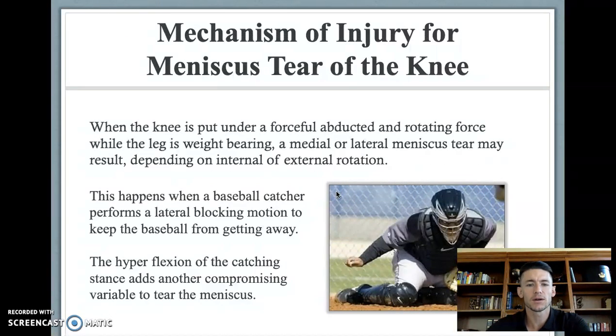When the knee is put under a forceful abduction and rotating motion while the leg is weight bearing, a medial or lateral meniscus tear may result depending on internal or external rotations. This happens for baseball catchers when they perform that lateral blocking motion, especially when they're under that deep maximal flexion of the knee. The hyperflexion puts a compromising variable for a tear in the meniscus to happen.